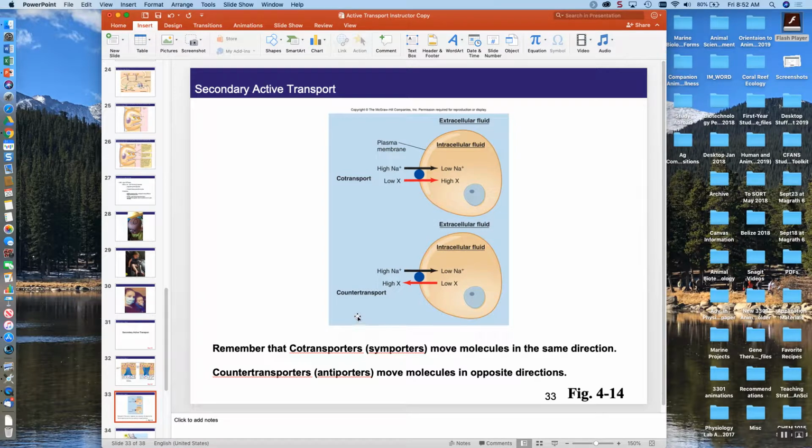Now, a counter-transporter is when the two molecules are going in different directions. These are counter-transporters or antiporters. The newer names are co-transporters and counter-transporters. Is it always sodium that's going to be moving? It's not always sodium, but I'm going to say 90% of the time it's sodium.